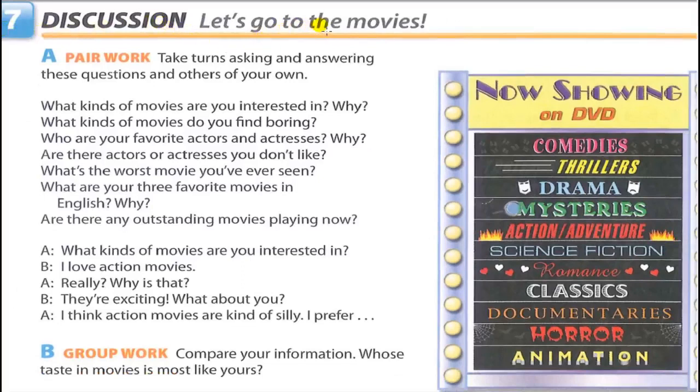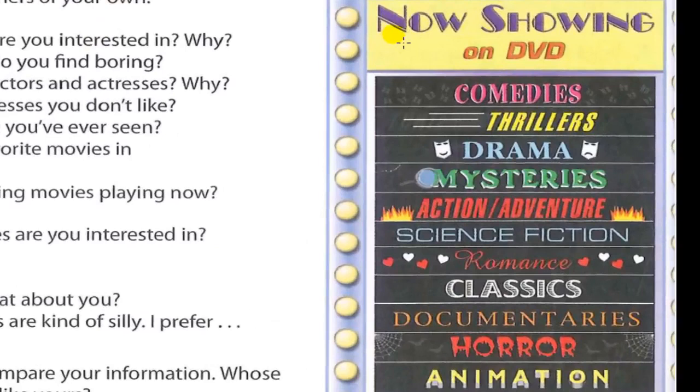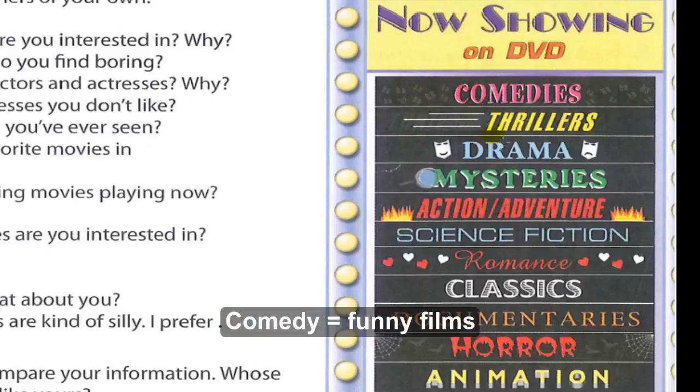Exercise 7, discussion. Let's go to the movies. The films. A. Pair work. Take turns asking and answering these questions in order of your own. Here, look here. What do you see? Now showing on DVD. Comedies, funny films. Thrillers.